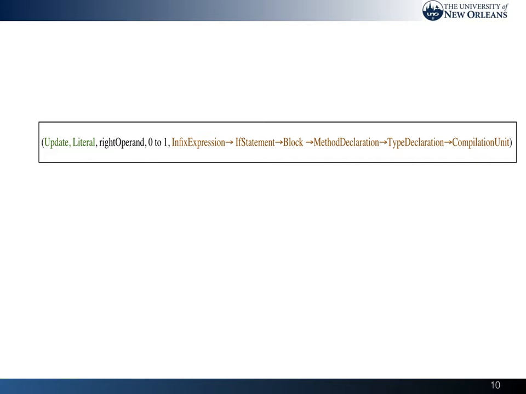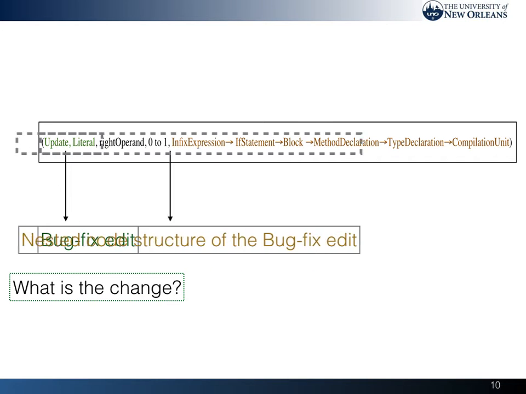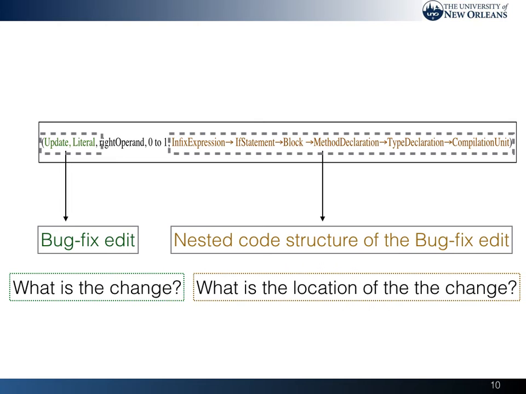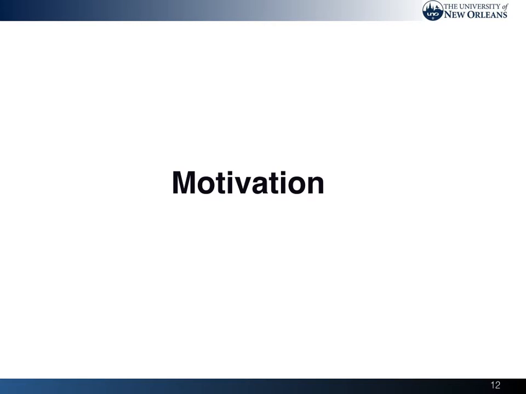Now the question is, what is the content of the rectangular box? Here you see a literal is updated. This is the bug fix edit or change, and this answers our first question that we asked earlier. And second, we call the location of the bug fix edit nested code structure. So this answers our second question. So at this point, we have defined the terms AST, bug fix edit, and nested code structure of the bug fix edit. Now we'll talk about the motivation of the study.